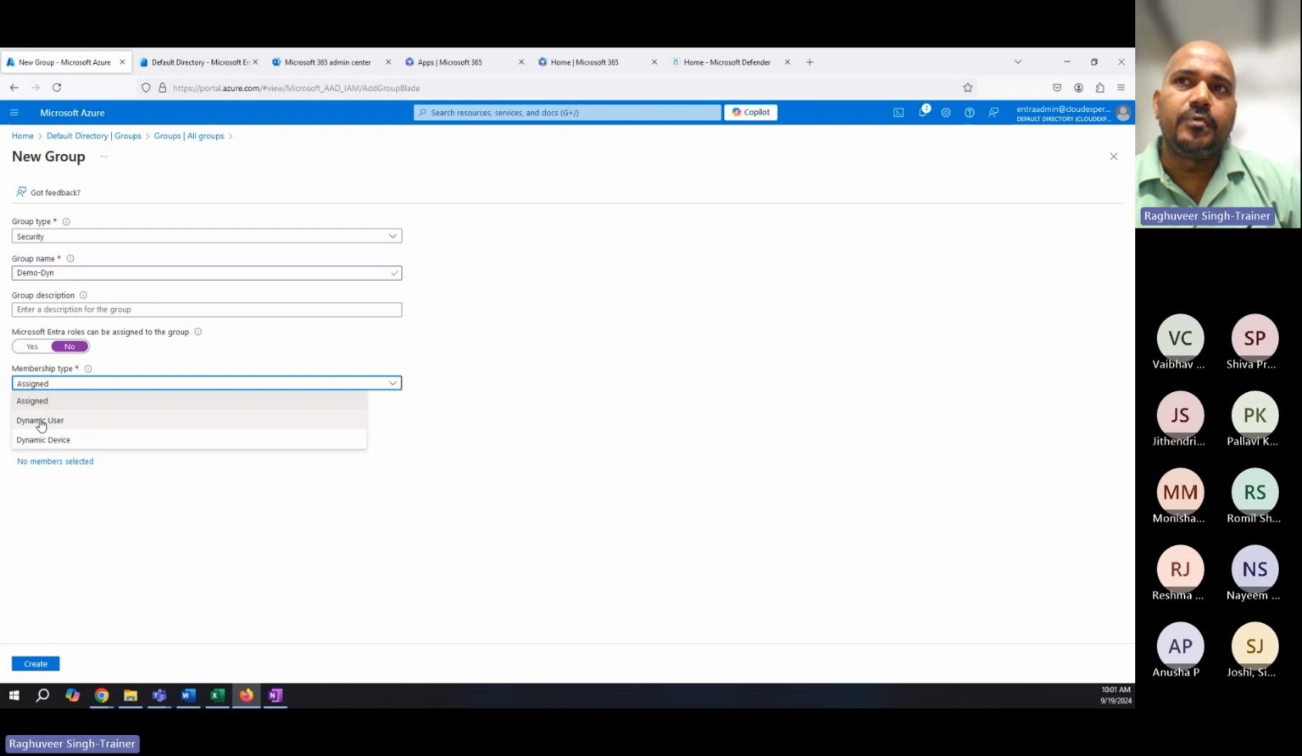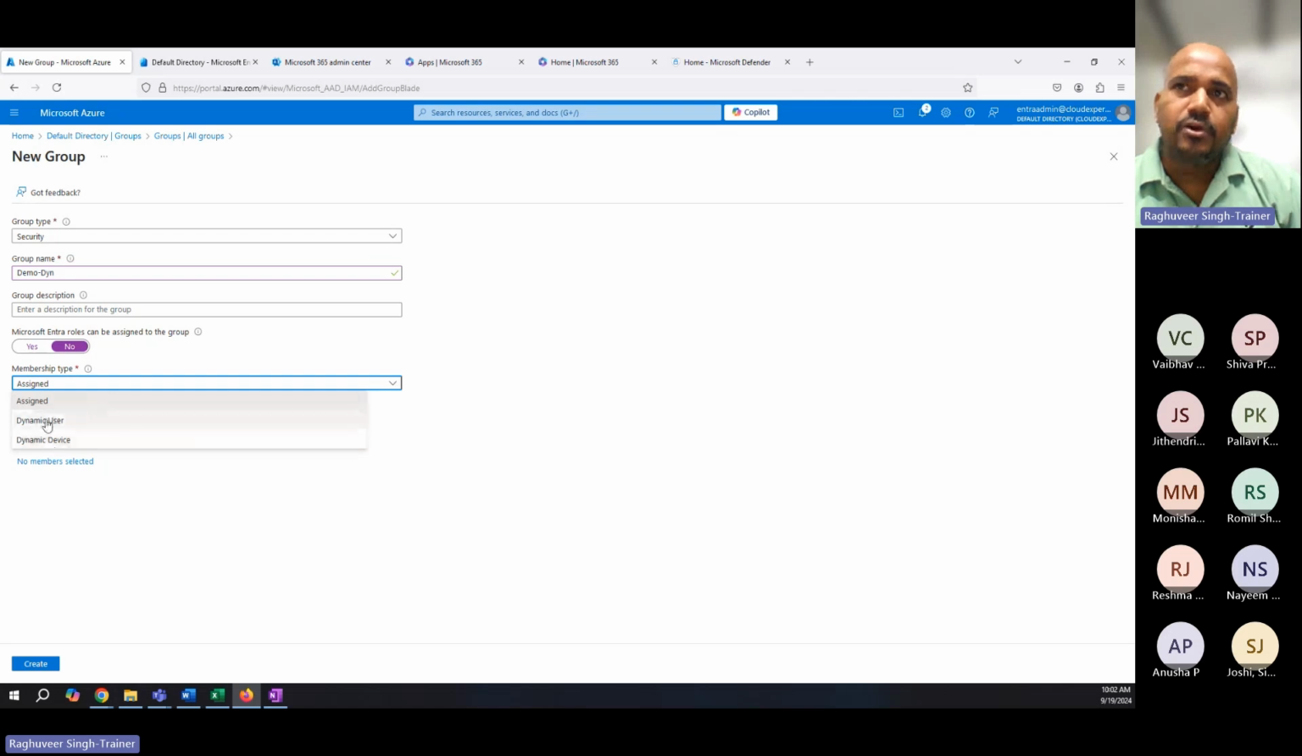I can create a dynamic group for both users as well as devices. So when I'm using Entra Domain Services, or when I integrate with on-premises Active Directory, the exercise that we did yesterday, if I'm done with that integration, the hybrid identity concept, and if I have devices which are joined to my on-premises domain, then I can create a dynamic group, and automatically those devices will fall into this group based on the logic that I will provide.